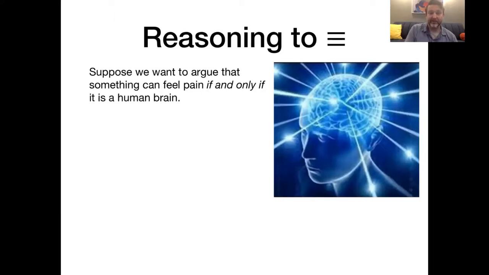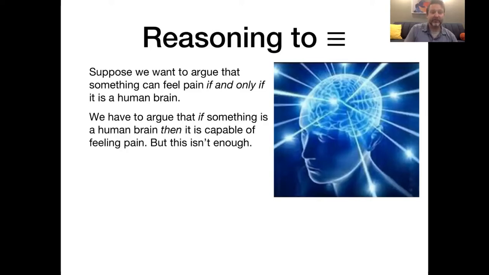Okay, so if we wanted to demonstrate that this biconditional is true, what we would need to show is that each of the conditionals that make it up are true. So we would need to show, first of all, that if something is a human brain, then it is capable of feeling pain. And maybe that's not too difficult. We have a lot of experience with people who have human brains, and it seems like that's importantly connected to their capacity to feel pain.